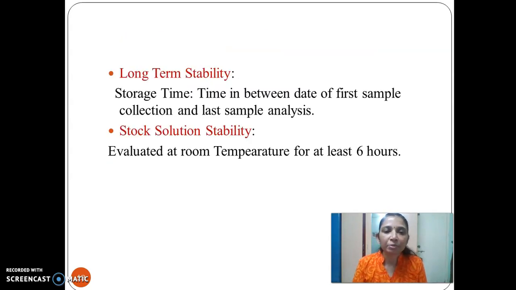Then long-term stability study. Here the time between the date of first sample collection and last sample analysis should be considered. So stability study can be carried out in between 12 to 15 days. Then stock solution stability, it is evaluated at room temperature for at least 6 hours. The analysis is carried out for the sample solution for 6 hours. So here the stability study is carried out for the LQC sample and HQC sample, and stability is determined according to the 3 different methods, that is freeze thaw stability, long term stability and stock solution or short term stability study.